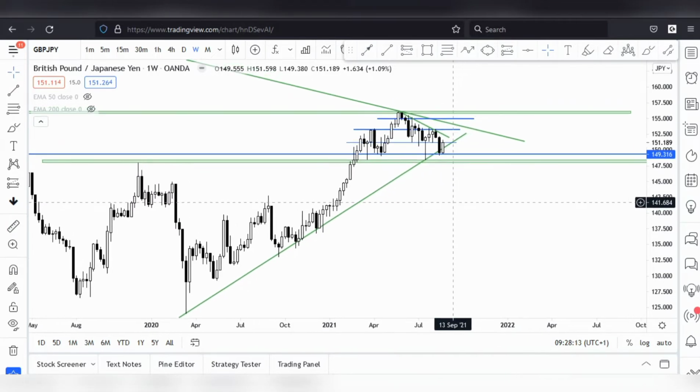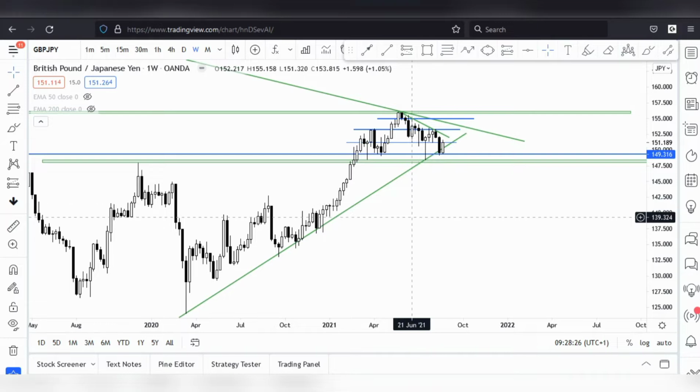Today I want to go through my weekly analysis as usual. I'll be starting off with GBPJPY, then go through to GBPUSD, EURUSD, and end up with gold.